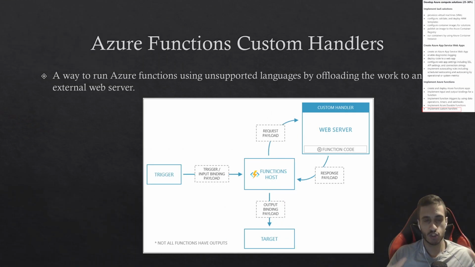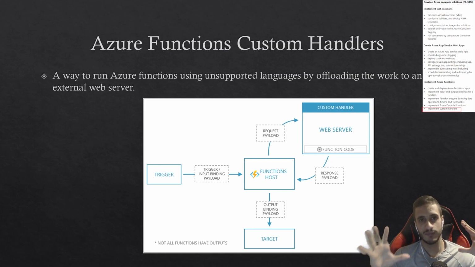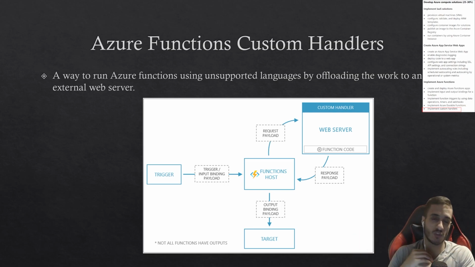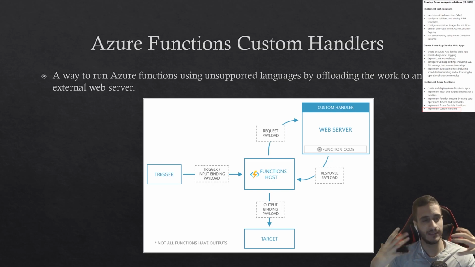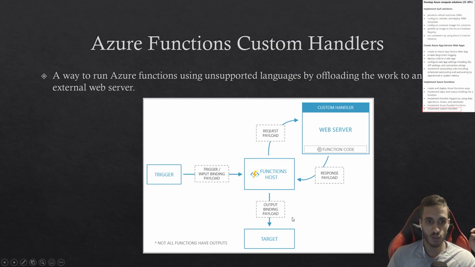like that. So last but not least, we have the final topic in Azure Functions, which is Azure Functions Custom Handlers. So custom handlers are just a way to run Azure Functions using unsupported languages by offloading that work or that process to an external web server. So this diagram is one that I took from the official documentation, and I think it explains it pretty well.